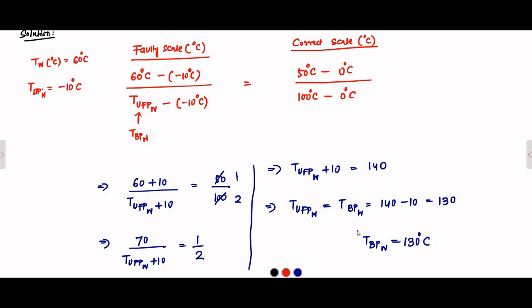Celsius. Okay, it is wrong because the boiling point in degrees Celsius or the steam point, that is 100 degrees Celsius. But here it was asked to calculate, in the faulty scale, in the wrongly calibrated thermometer, its equivalent boiling point. So that we did here.